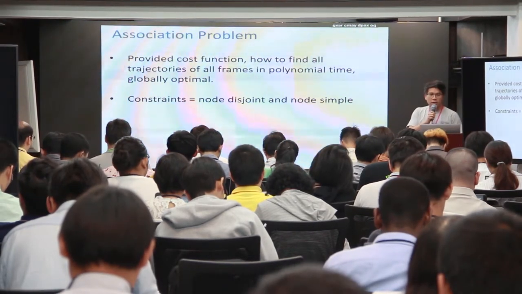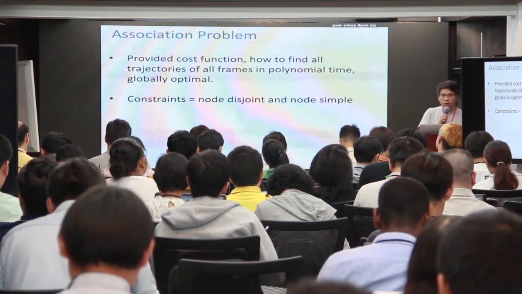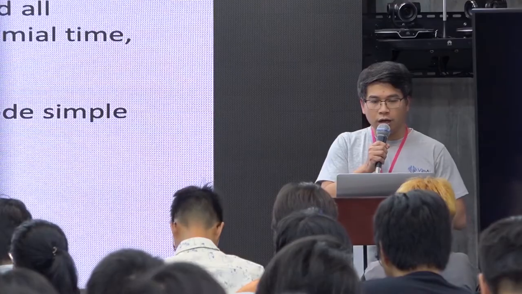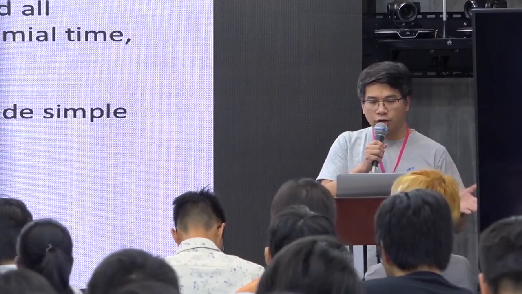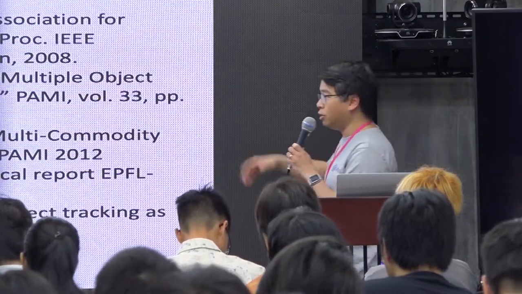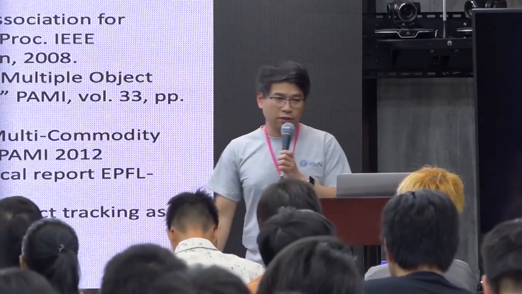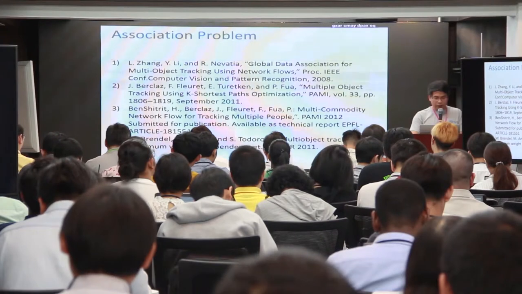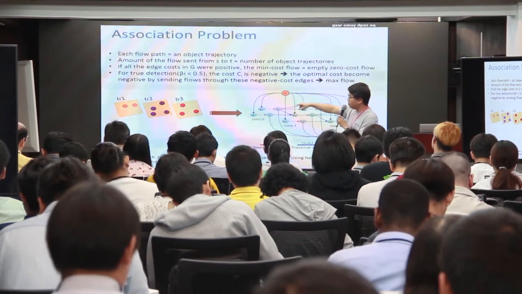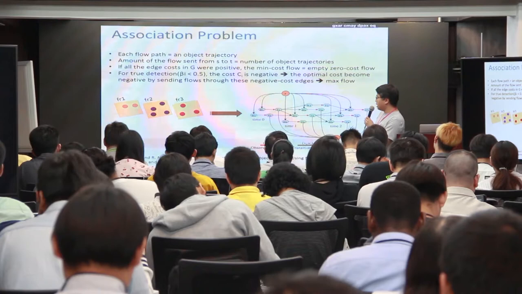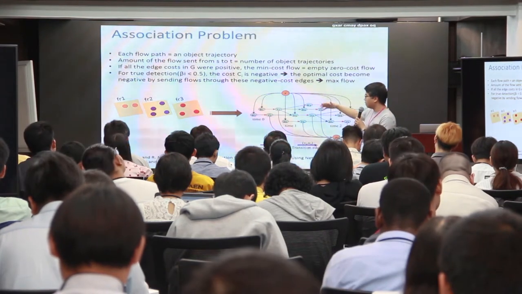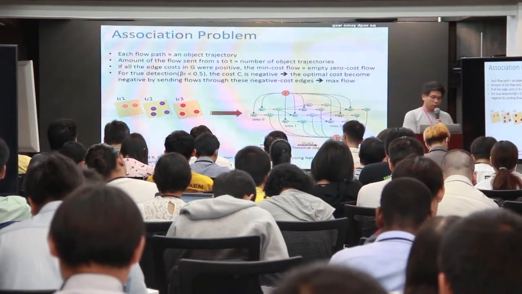So the association problem is, provided the cost function, how to find all the trajectories over all frames in reasonable polynomial time, or globally optimal. The constraint at the nodes is that they are disjoint and simple. There is a set of papers that propose different ways to do the optimization given the set of detections. In general, as I said, it is usually formulated as a graph problem, where you start with a source node and a sink node, and then find the maximum flow through the graph with K paths.